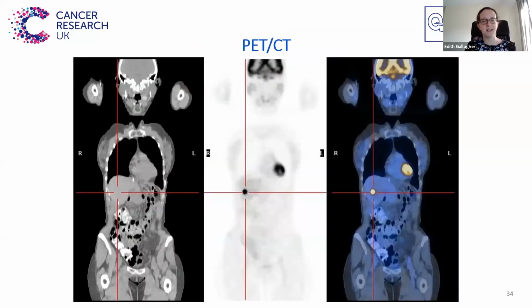This is a PET-CT scan, which is showing the presence of a liver tumor. On the left, you can see the CT scan. In the middle, you can see the PET scan. And on the right, you can see the two images fused together. Combining the images really makes a difference in being able to accurately see the location of the tumor.